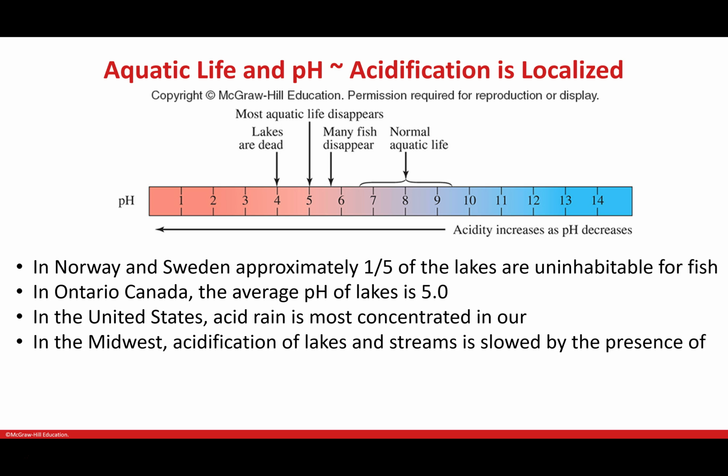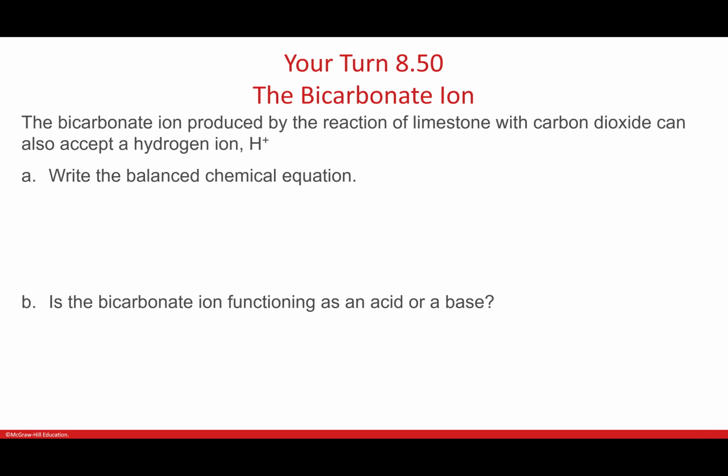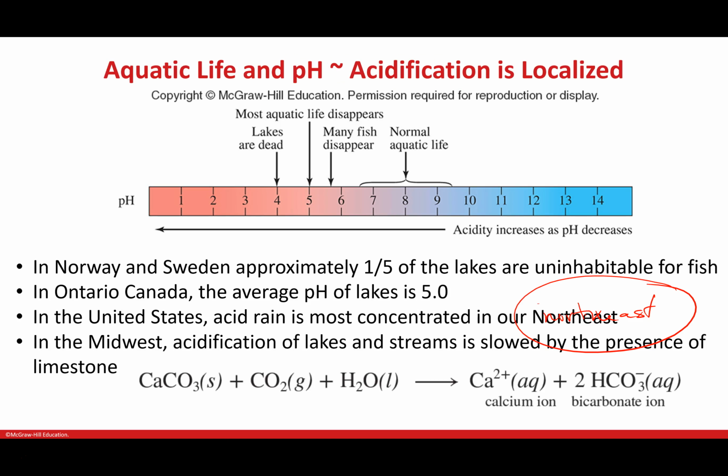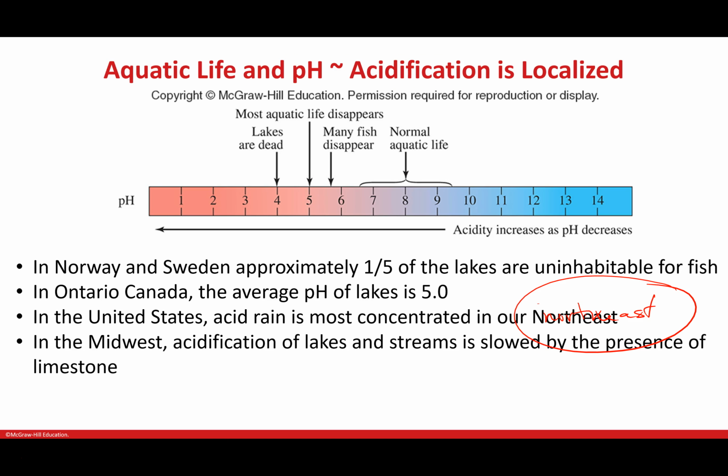in the United States, acid rain is most concentrated in our northeast. So northeast. Why do you think it would be the northeast? Yes and yes. Yep. Northeast. And so to me, kind of that's why Canada, Ontario got hit hard too.